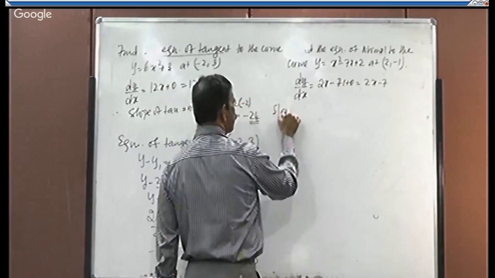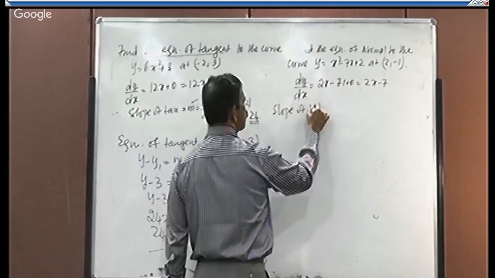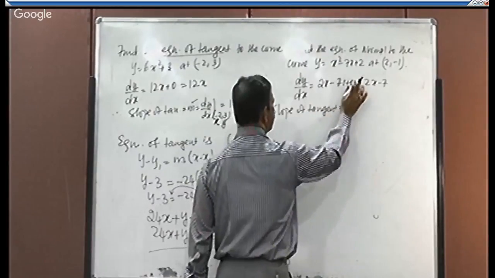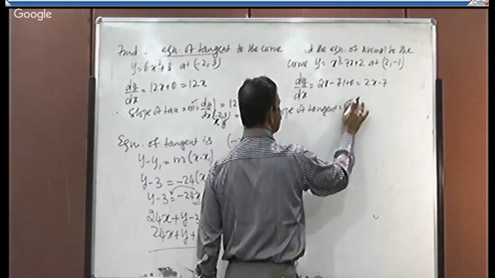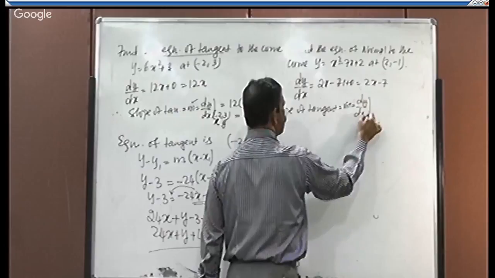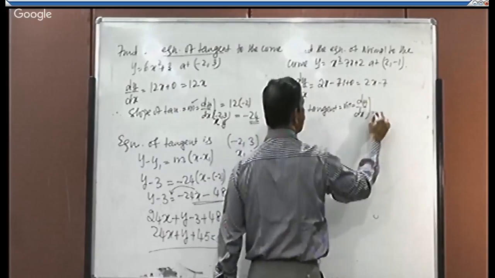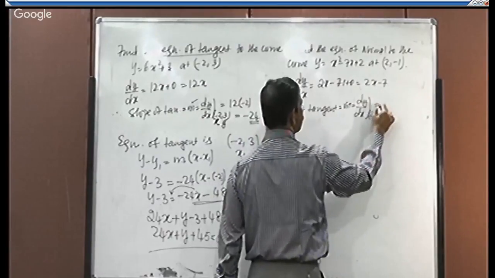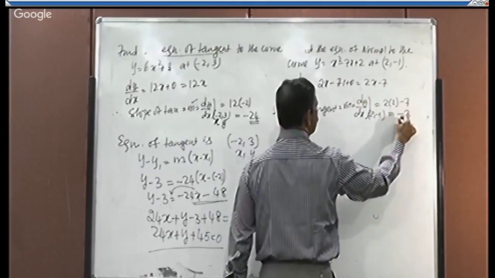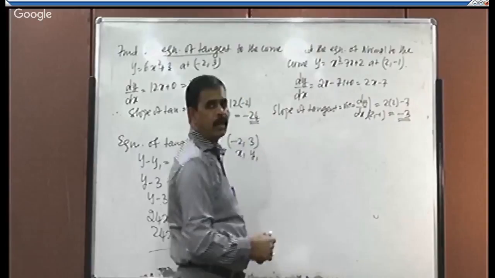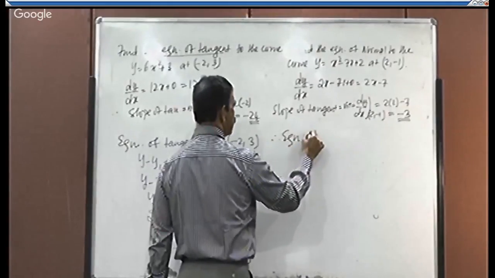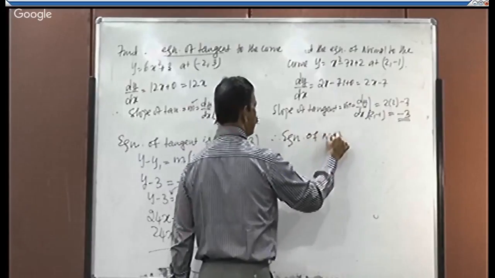Therefore, slope of tangent is what? Slope of tangent is equal to m, and m is equal to dy by dx at a given point. What is that point? 2 comma minus 1. So 2 into 2 minus 7 is equal to minus 3, right? Therefore, using this, get the equation of normal.